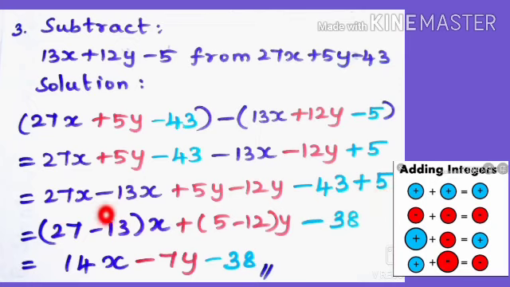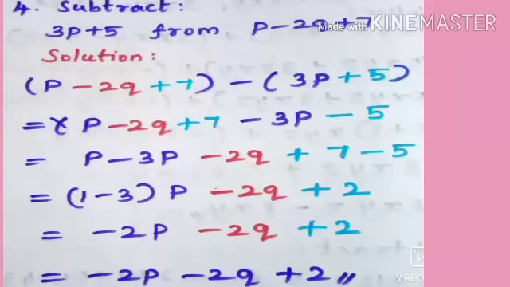So here 27 minus 13 is 14x. And here again we are using addition of integer rules. That is, 12 minus 5 is 7 and the sign of the greater one is minus. So minus 7y minus 38. So thus we get 14x minus 7y minus 38, which is the required algebraic expression.